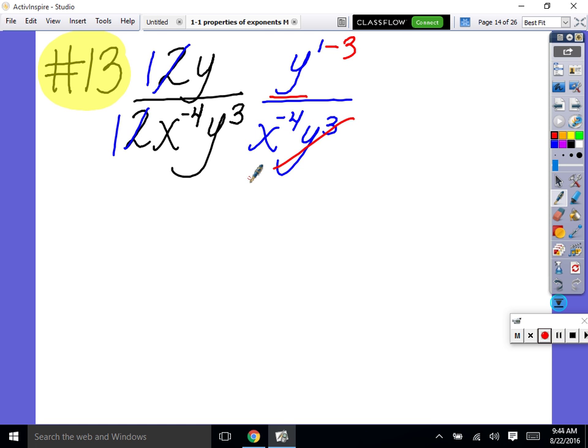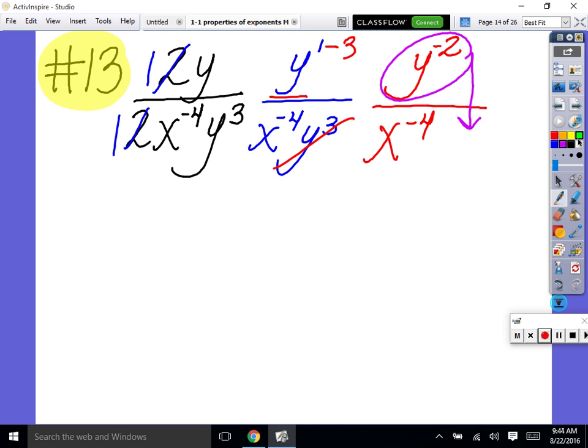So on top, we have y to the, what's 1 minus 3? Negative 2, yeah? And then we still have this x to the negative 4 on bottom. Now there's our answer, except for we would say, is that answer acceptable? Nope. We would flip any negative exponents over a fraction. It looks like we need to take this one, flip it over a fraction, and we also need to take this one, flip it over a fraction, because aren't those both negative exponents?